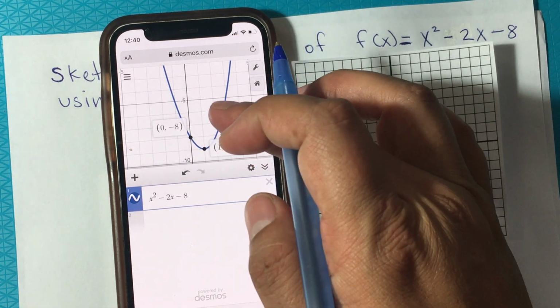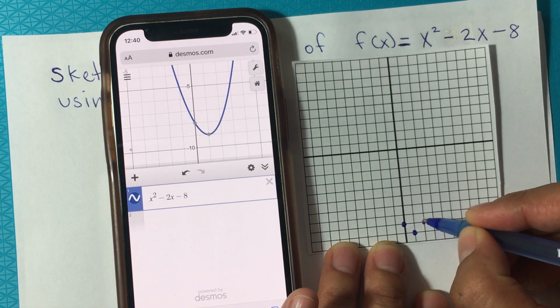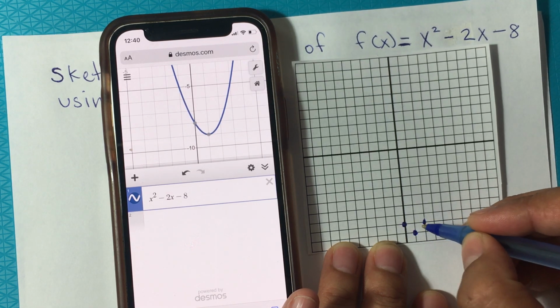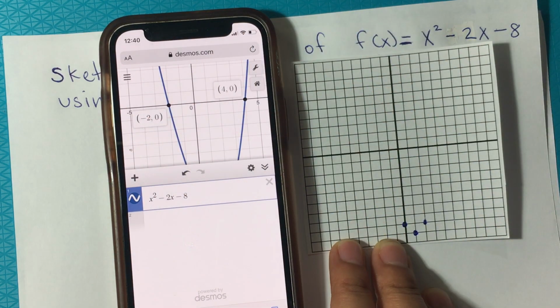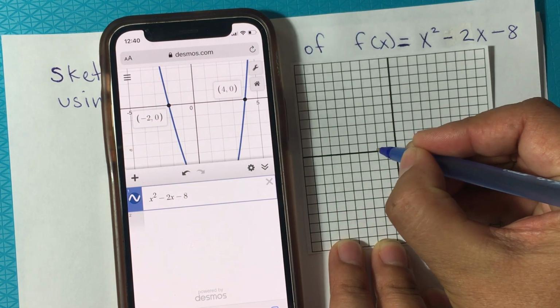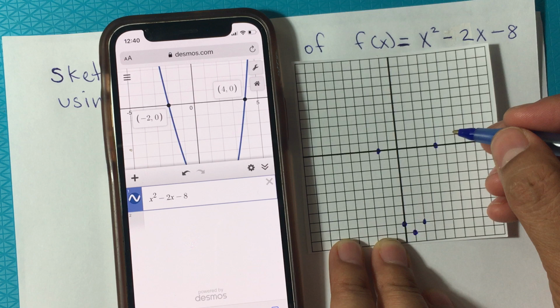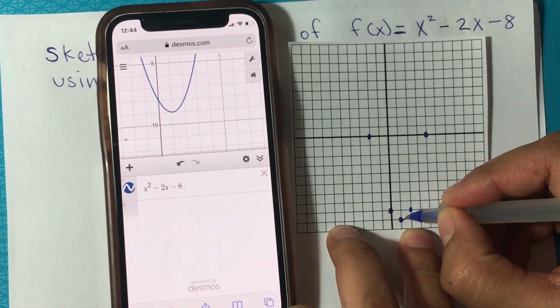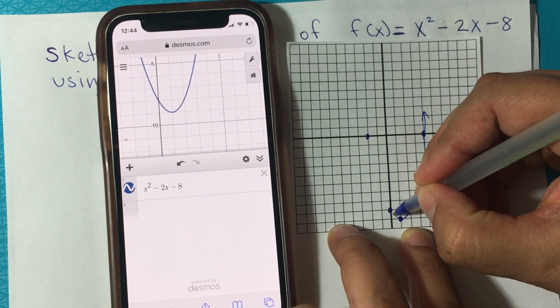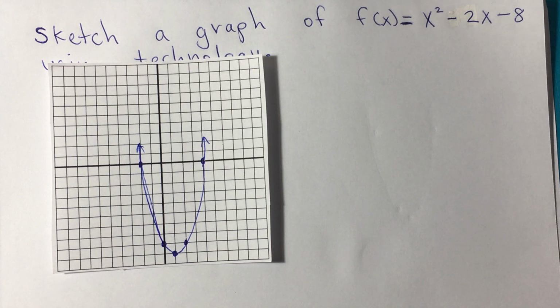And then, even though it doesn't appear in here, we can actually put a point of reflection right there if you wish, but you don't have to. And we also are going to include the x-intercepts. So they are right there, negative 2, 0, and positive 4, 0. Okay, so let's connect those dots, more or less. Okay, and then we're going to be using our formula.